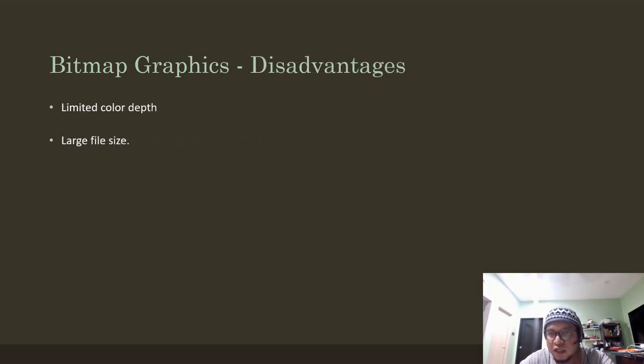For the disadvantages, one of the primary disadvantages of bitmap images is that they have limited color depth. Color depth refers to the number of colors that can be represented by a digital image. The second one is large file size. Bitmap images also tend to have large files when compared to vector images. This is because each pixel in a bitmap image requires a certain amount of storage space.